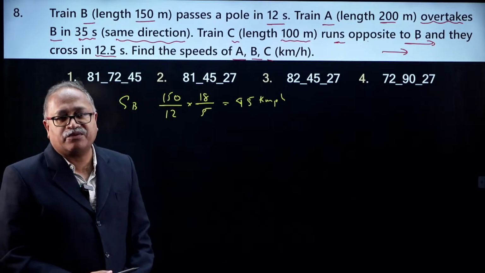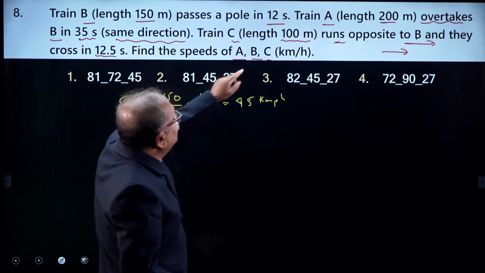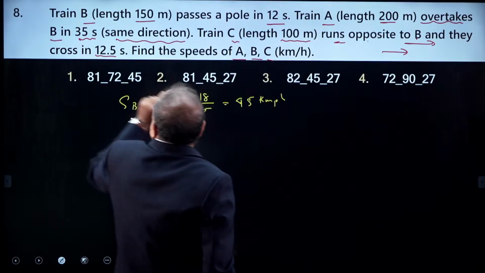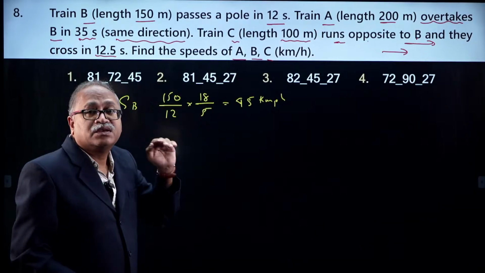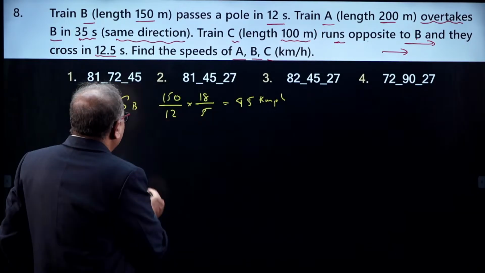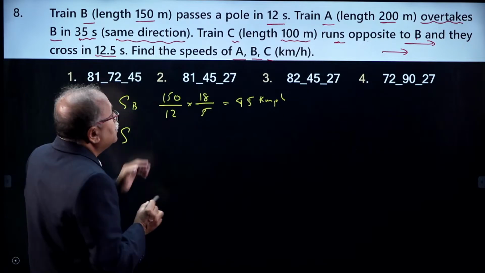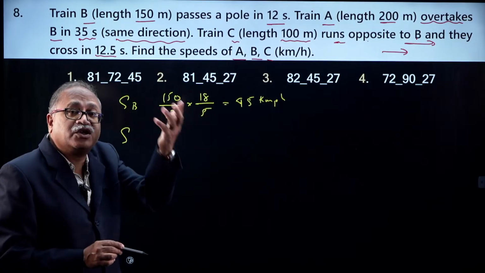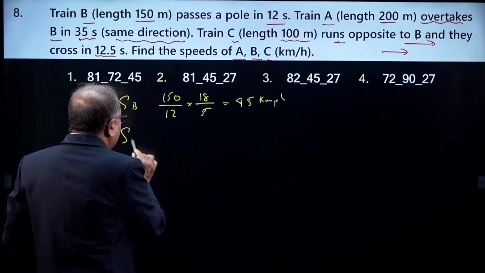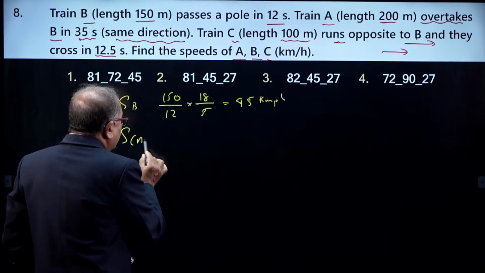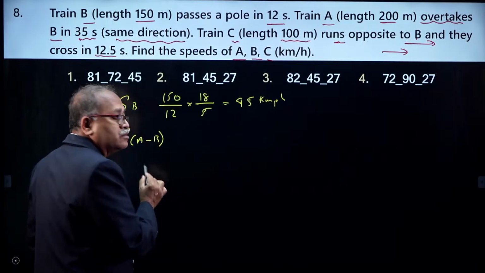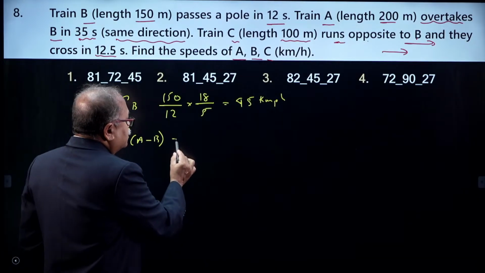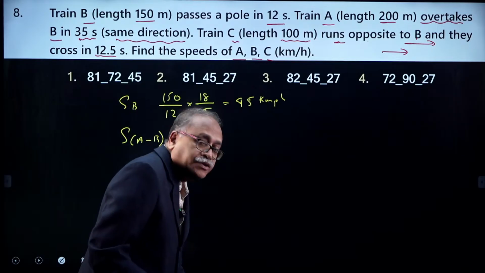I got the speed of B. Similarly, I can get the A. A overtakes B in the same direction, so the speed of A is more. So the speed of A minus B, same direction. This way you can answer the question.